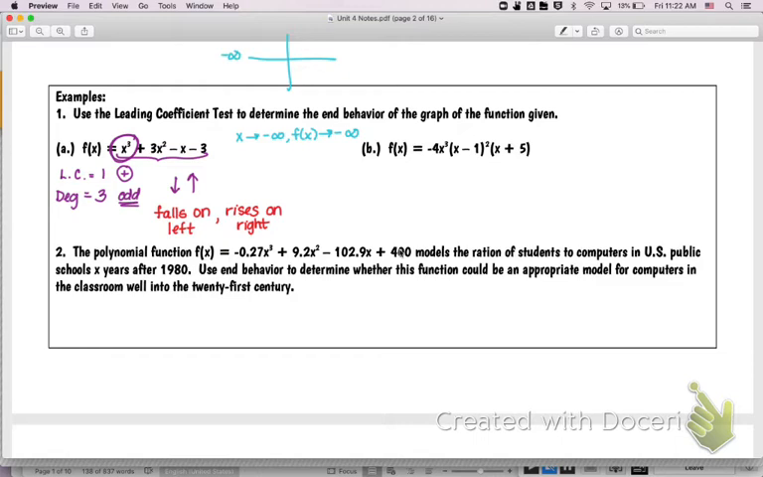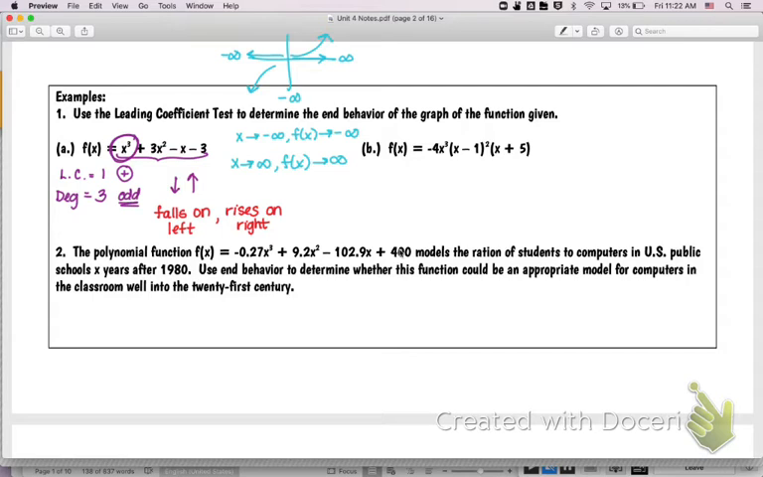Negative infinity on this side, positive infinity on this side. So as x is approaching negative infinity, so on the left-hand side, y is approaching negative infinity, the f of x. And then we could say for the right-hand side that as x approaches positive infinity, so as we move this way, y is also approaching positive infinity. It would be something like that.